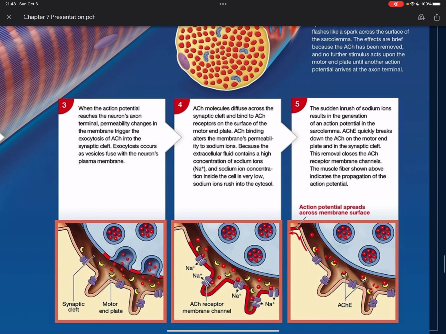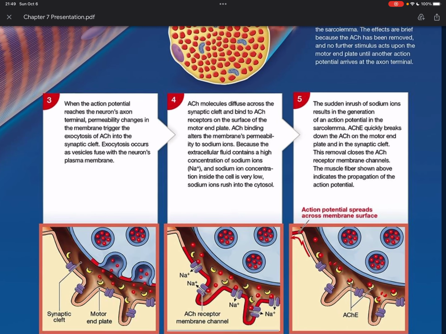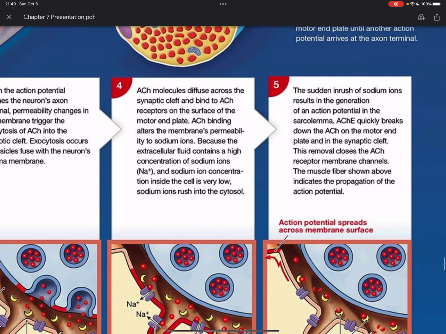So when the action potential reaches the neuron's axon terminal, permeability changes in the membrane trigger the exocytosis of ACh into the synaptic cleft. Exocytosis occurs as the vesicles fuse with the neuron plasma membrane. ACh molecules diffuse across the synaptic cleft and bind to the ACh receptors on the surface of the motor end plate. ACh binding alters the membrane permeability to sodium ions, because the extracellular fluid contains a high concentration of sodium ions.